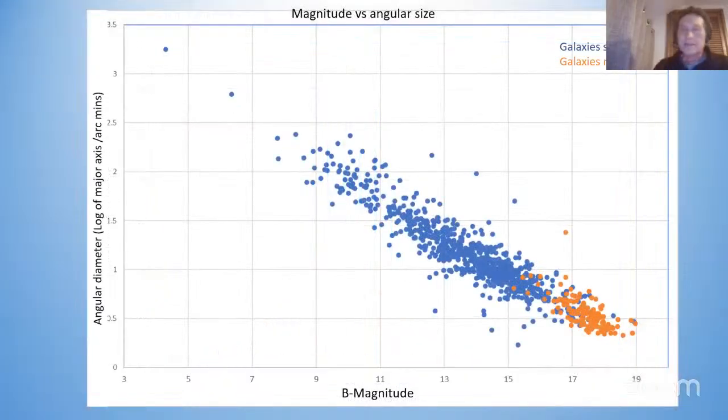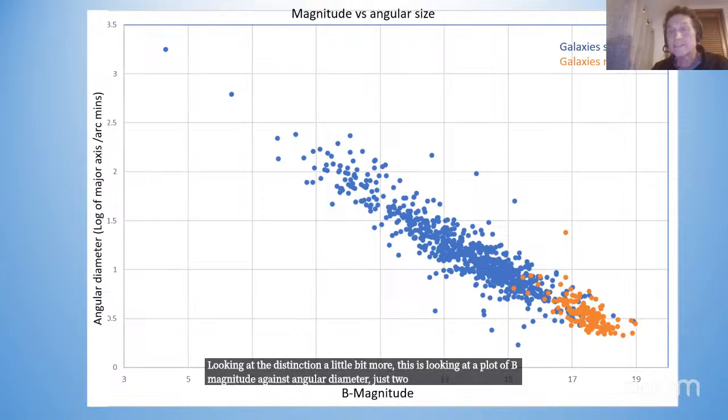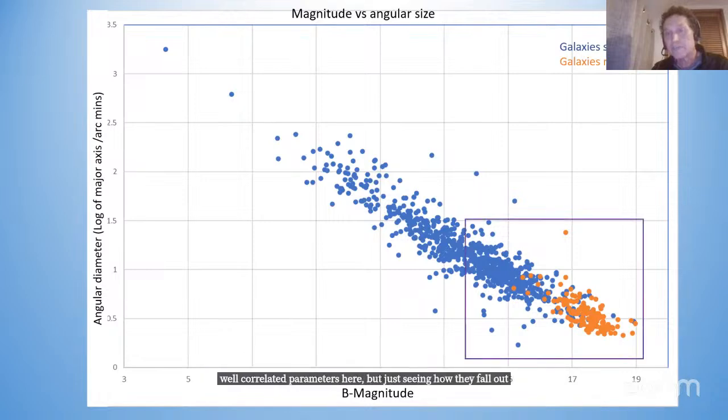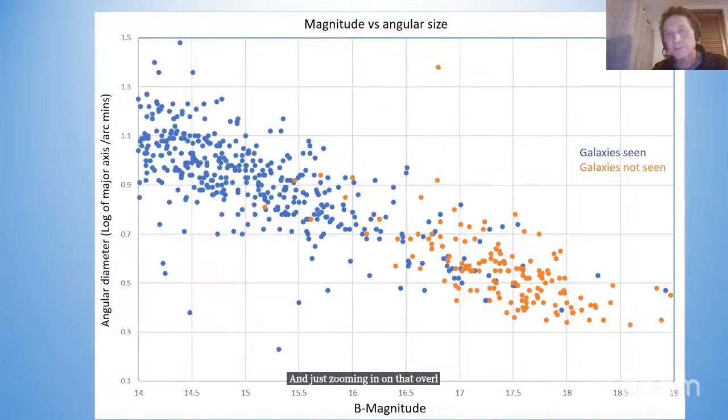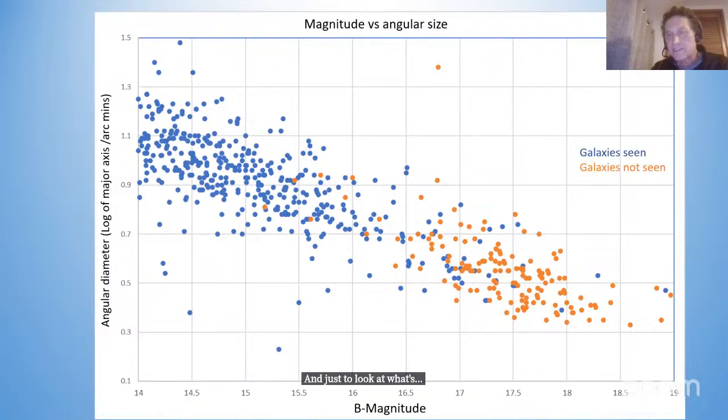Looking at the distinction a little bit more, this is a plot of B magnitude against angular diameter, just two well correlated parameters here, but seeing how they fall out. And just zooming in on that overlap zone to see what's going on. You see there's a high degree of overlap there. And just to look at some slightly strange things, one of the faintest galaxies of all I appear to have seen visually, which came as a surprise.